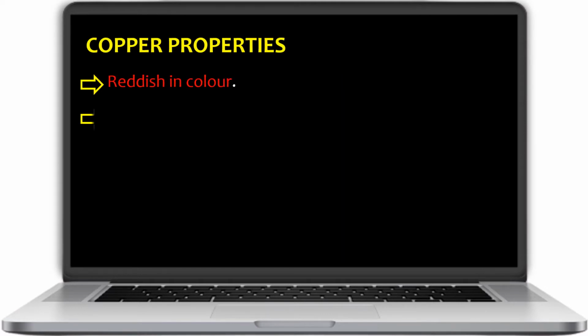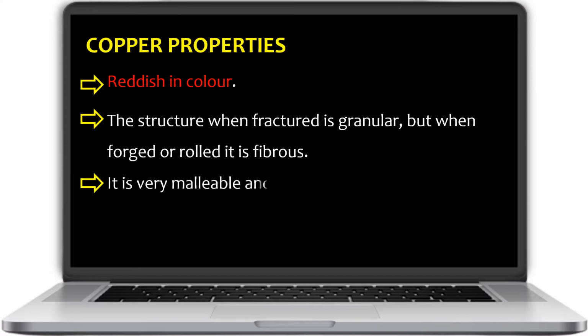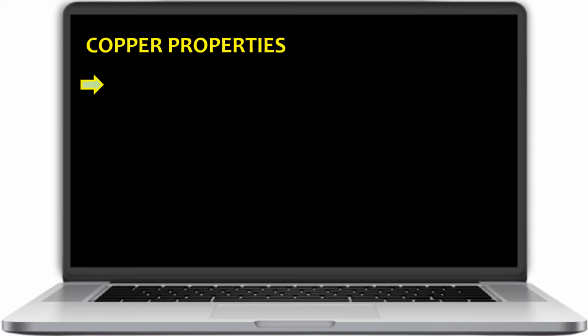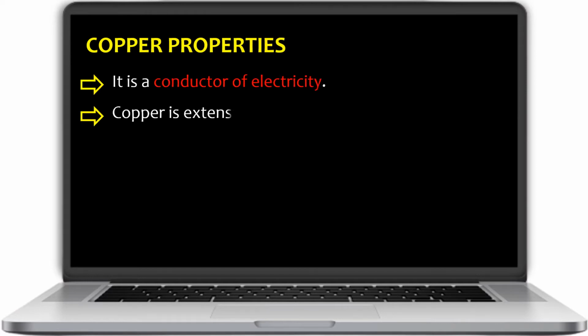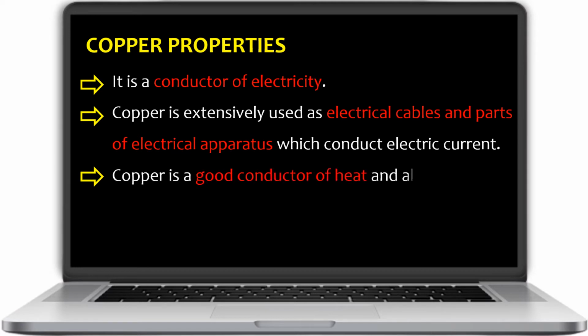It is reddish in color. The structure when fractured is granular, but when forged or rolled it is fibrous. It is very malleable and ductile and can be made into sheets or wires. It is a conductor of electricity. Copper is extensively used as electrical cables and parts of electrical apparatus which conduct electric current. Copper is a good conductor of heat and also highly resistant to corrosion.